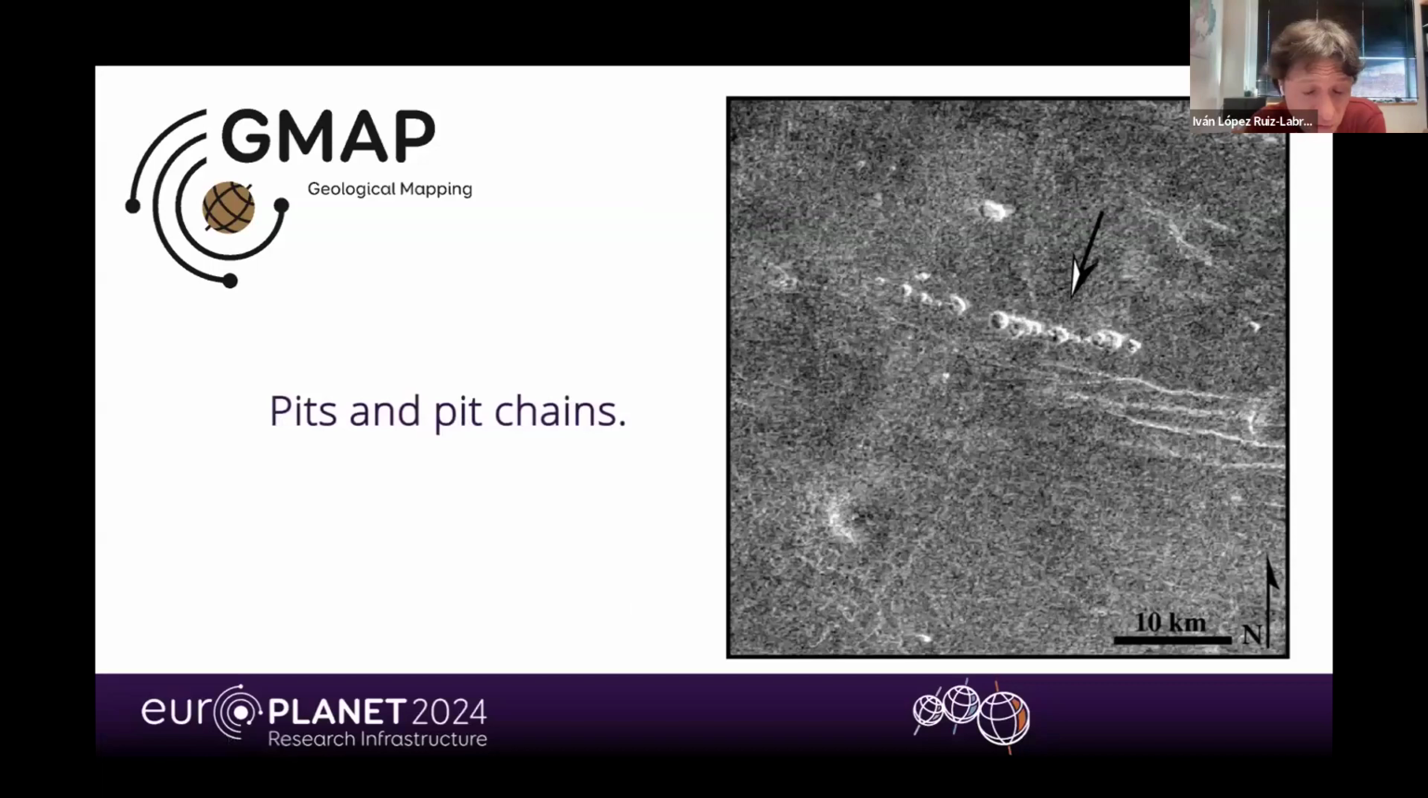We are also going to see structures like pit chains. You can see here an example of one of these pit chains, which are interpreted as the surface manifestation of underlying volcanic dikes. If you remember some of the talks of the previous days, this could remind you of secondary craters, but on Venus we don't have secondary craters. I have never seen examples of them because the thick atmosphere prevents this type of structure.